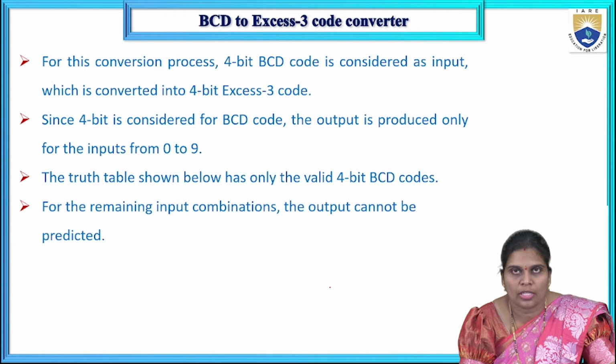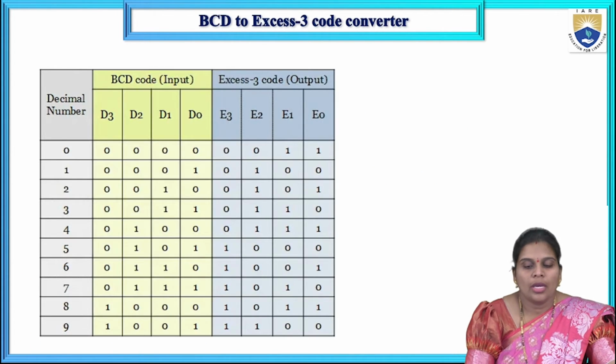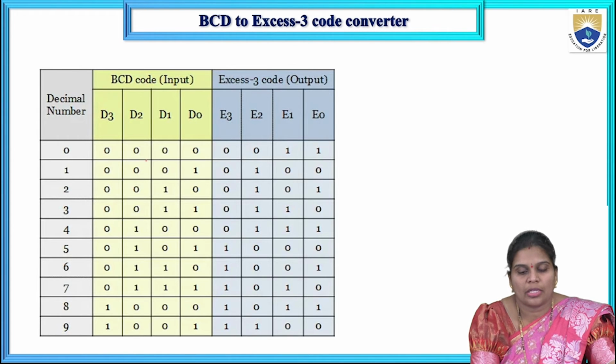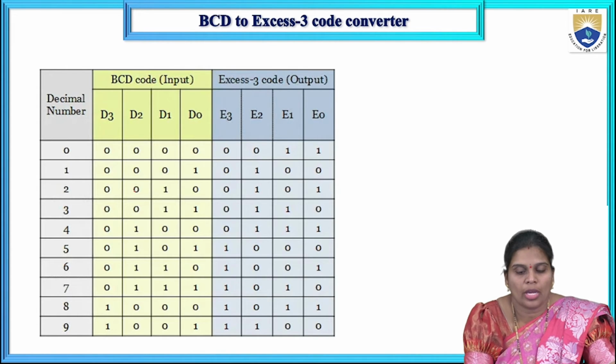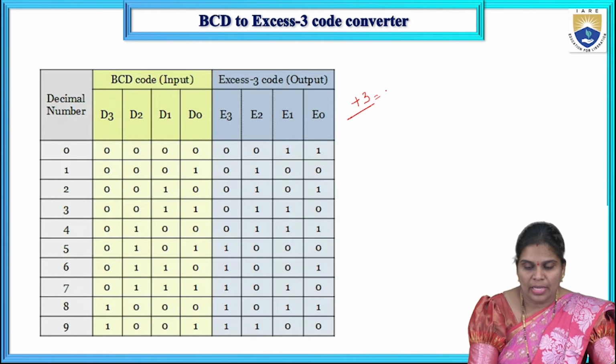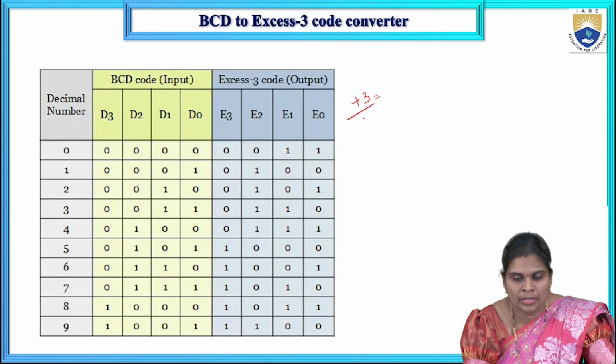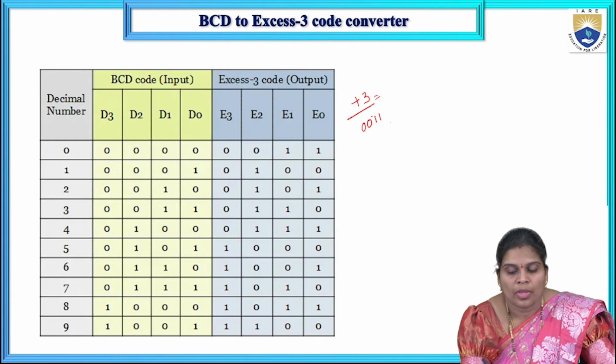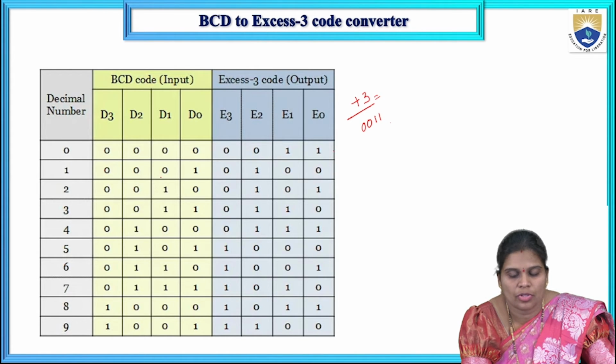Up to 0 to 9, those BCD values are converted into XS3 code by using the truth table. Okay, so for this one, BCD inputs are D0, D1, D2, D3, and the XS3 code is E0, E1, E2, and E3. So what is the XS3 code? Whatever the values are there, add plus 3. That is the XS3 code. 0, 0, 0, 0 plus 3; the 3 equivalent value is 0, 0, 1, 1. So 4 zeros plus 3 is 0, 0, 1, 1. Next one, 0, 0, 0, 1 plus 3 is 0, 1, 0, 0.